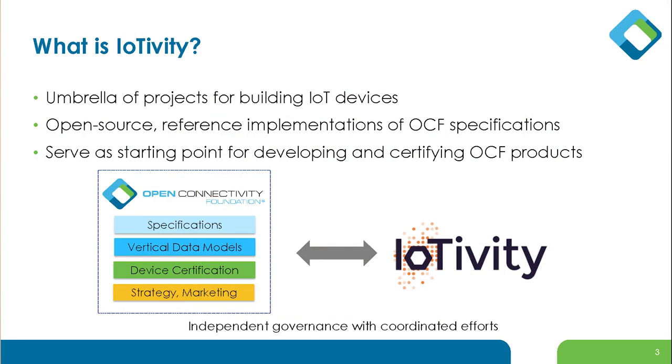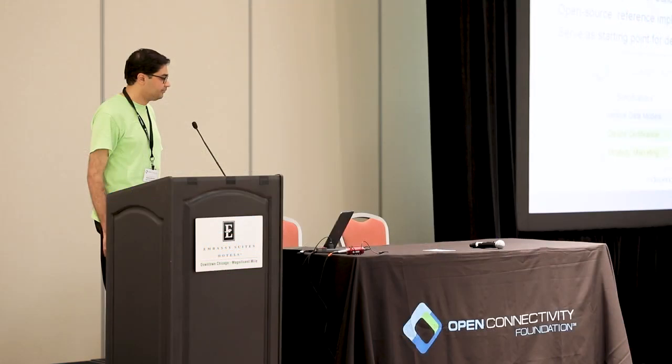So there are a series of specifications. The core and security specifications describe the fundamental capabilities of OCF devices. There are other specifications that address verticals such as smart home. Much of the text in these specifications forms the core of the IoTVT projects because they just translate to code.